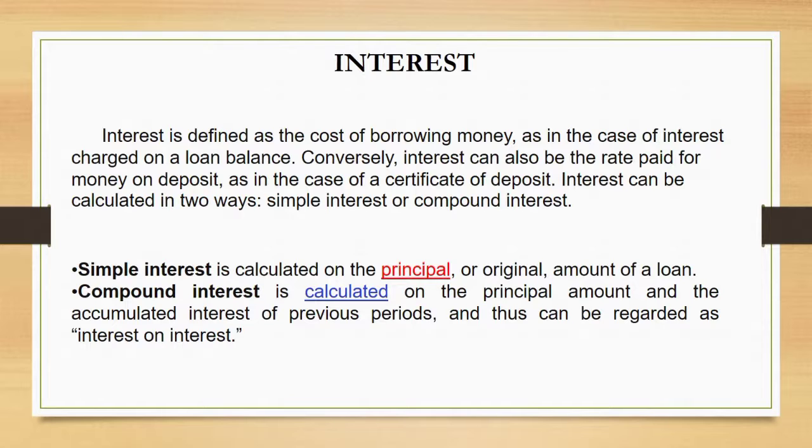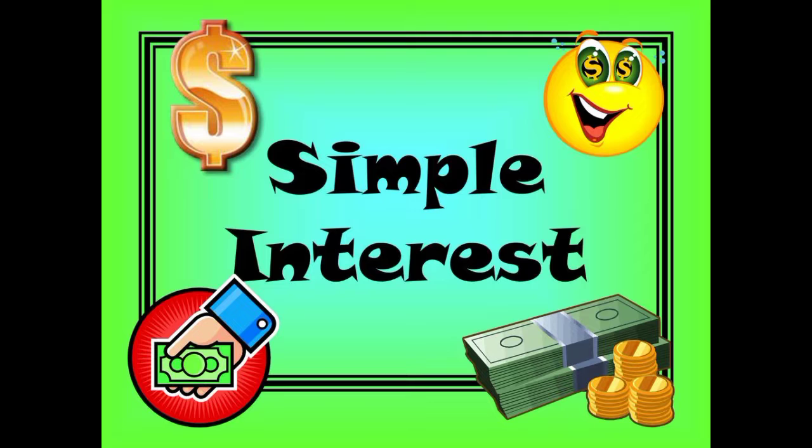Simple interest is calculated on the principal or original amount of a loan, while compound interest is calculated on the principal amount and the accumulated interest of previous periods, and thus can be regarded as interest on interest. So, upang maunawaan natin ng mabuti kung ano ang simple interest at compound interest, let me introduce to you simple interest with an example, as well as yung formula kung paano makukuha yung simple interest.